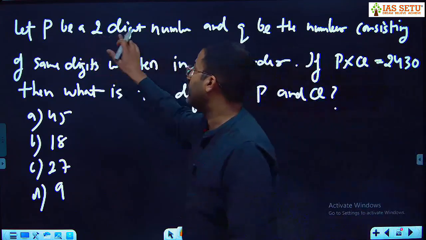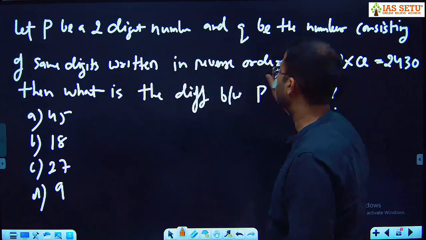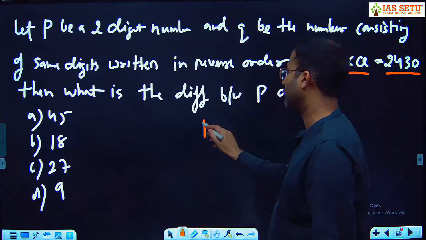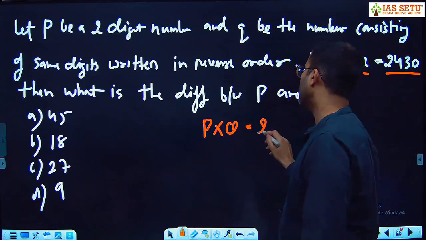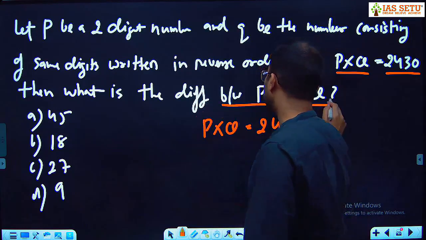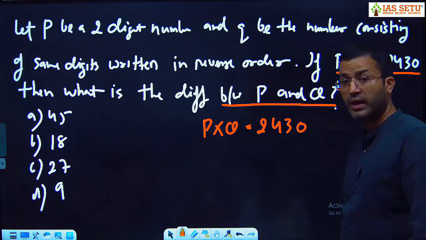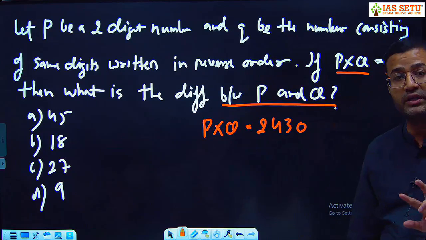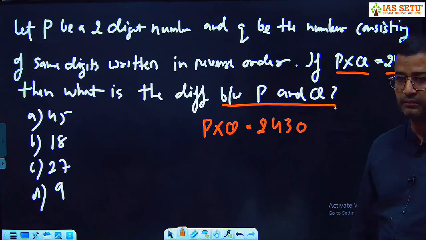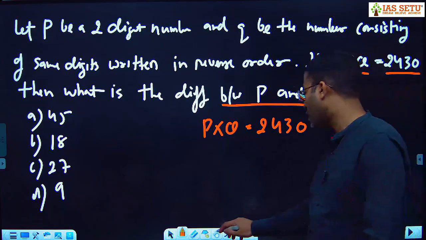Let P be a 2-digit number, and Q be the number consisting of the same digits written in reverse order. If P into Q is 2430, then what is the difference between P and Q? It means we have to find what P is and what Q is. And what is the relation between P and Q? P and Q are in reverse order. If you reverse P, you get Q. Clear? Now, how to handle this question?